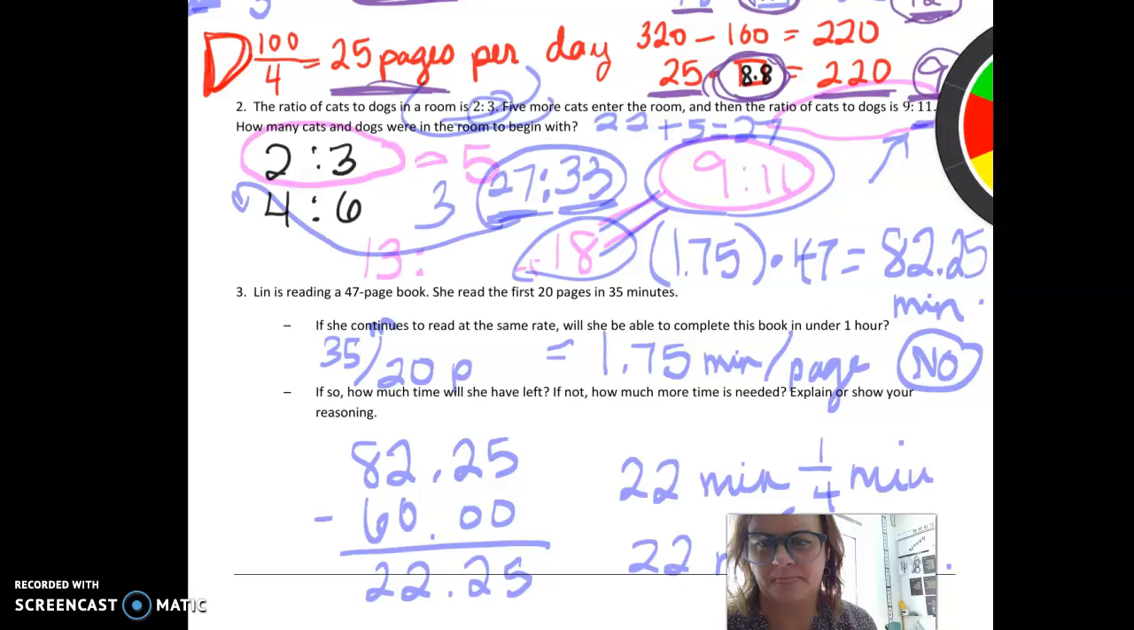Now, the reason I know that's correct is because that reduces to 9 to 11. If I divide both of these by 3, I get 9. 27 divided by 3 is 9. And 33 divided by 3 is 11. Okay, let's go to number 3.